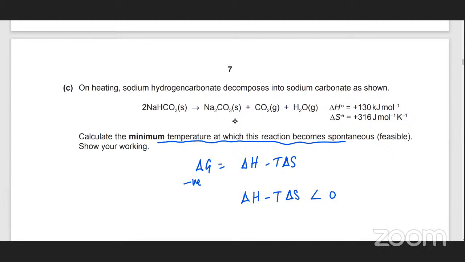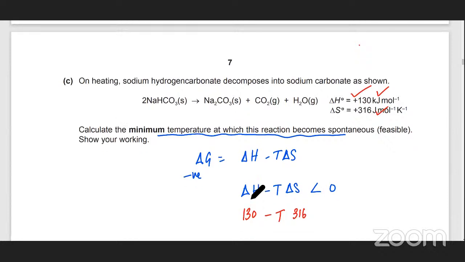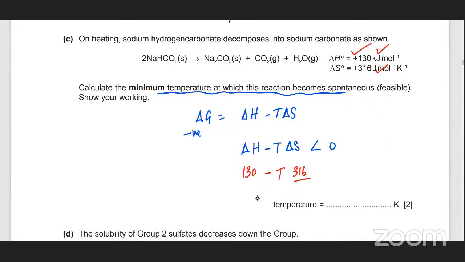So you have to calculate the temperature and you have to solve this inequality. How will you solve this inequality? The delta H is given, that's 130. Units का ख्याल रखना कि this is kilojoules and this other one is joules. So minus T, delta S, which is 316, लेकिन it should be converted into kilojoules. तो वो less than 0 होगा, ठीक है? Bring this whole thing on the other side, so it's going to become T times 316 divided by 1000.